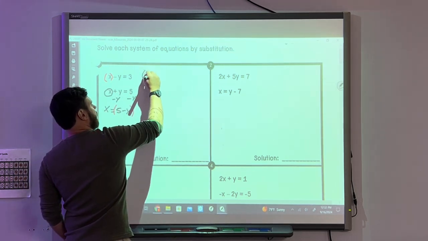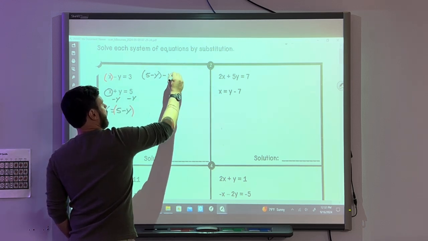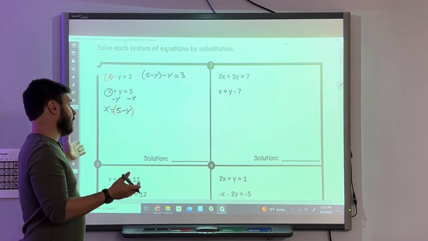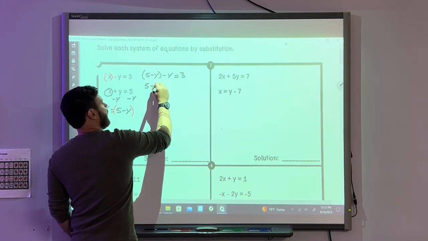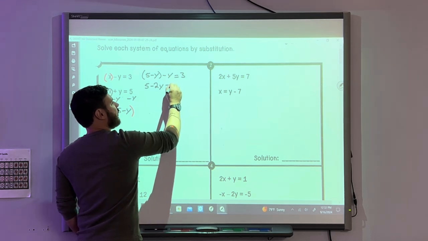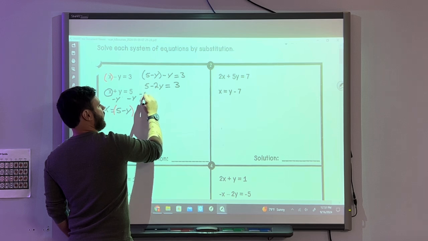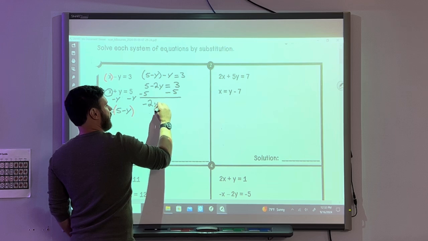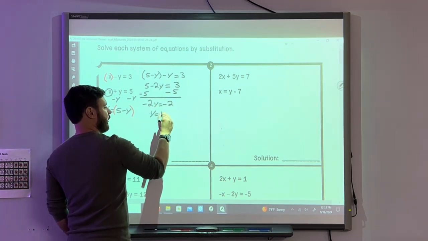So 5 minus y equals 3. Okay. Now I have just an equation with just y's, I can solve for it. 5 minus 2y, because minus 1y minus another, minus 2, equals 3. Okay, let's get that 5 out of there. Negative 2y equals negative 2. Lastly, divide by negative 2. Y equals 1.